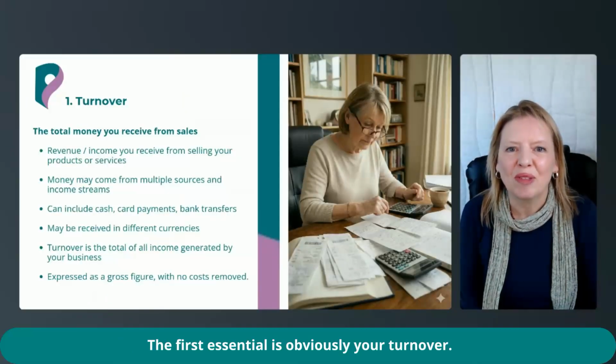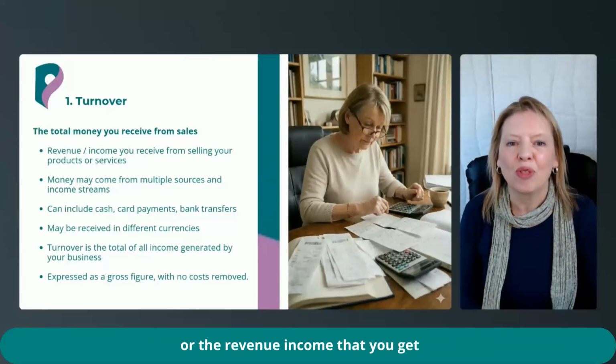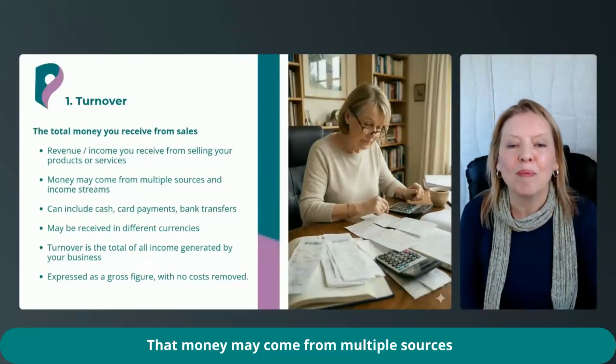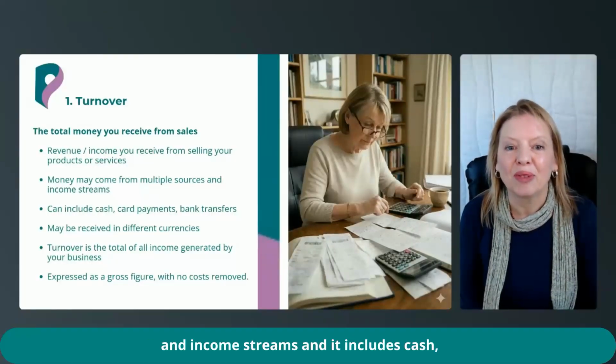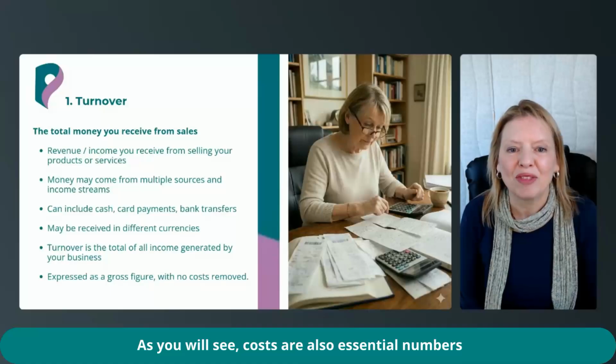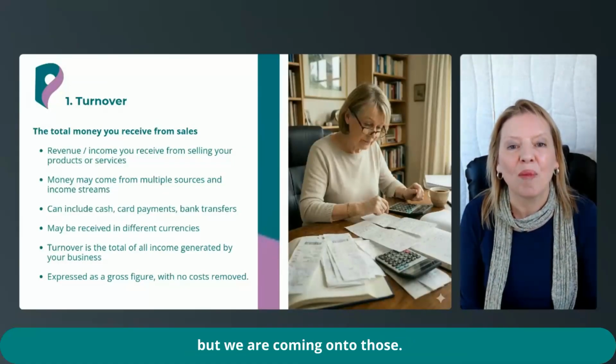The first essential is obviously your turnover. This is the total money you receive from sales, or the revenue income that you get from selling your products and services. That money may come from multiple sources and income streams, and it includes cash, card payments, bank transfers. It may be received in different currencies. Turnover is the total of all of that income generated by your business. Now, it's expressed as a gross figure with no costs removed as yet. As you will see, costs are also essential numbers and they're split into direct costs and indirect costs, but we are coming on to those.